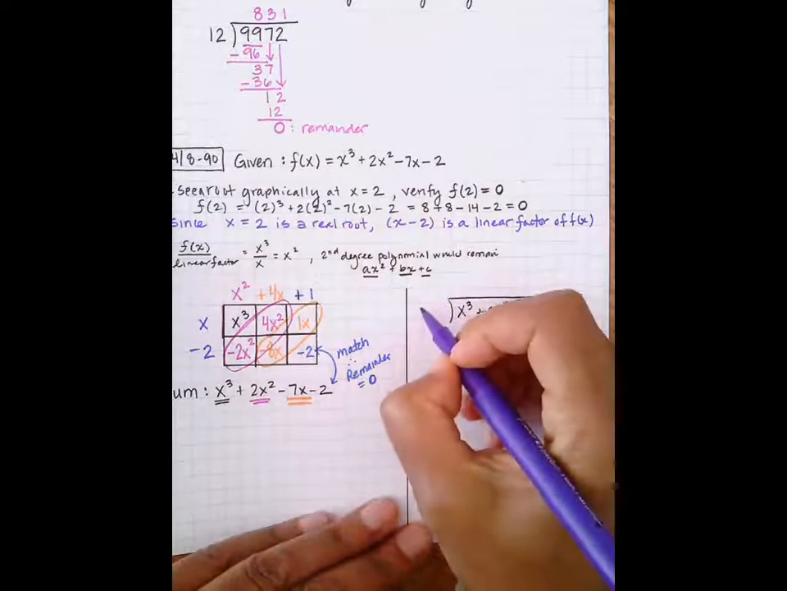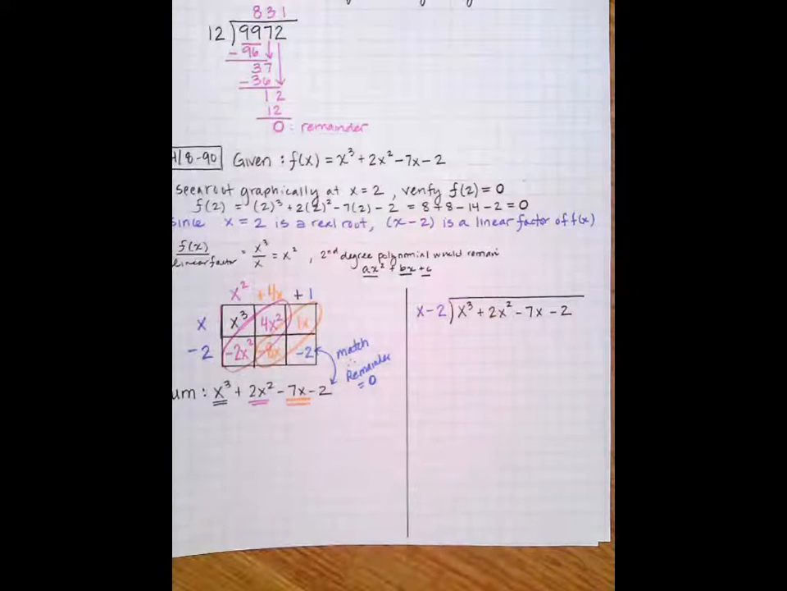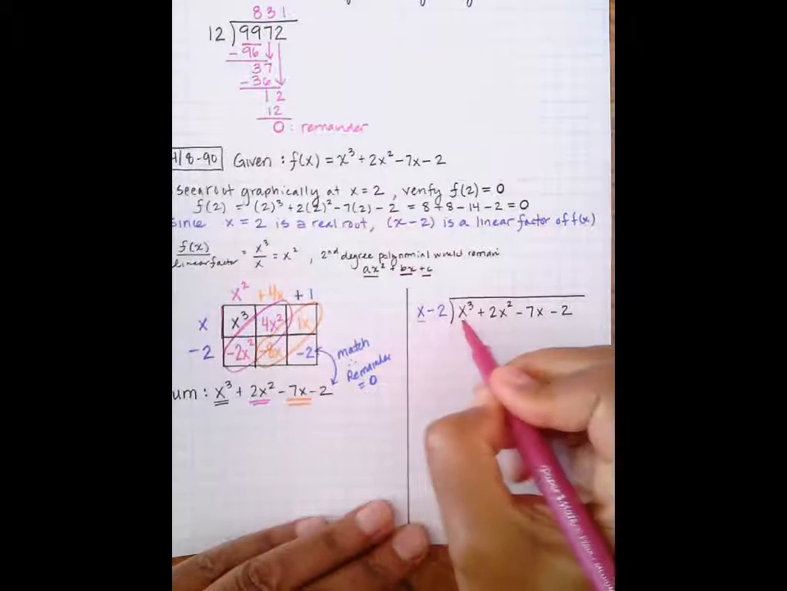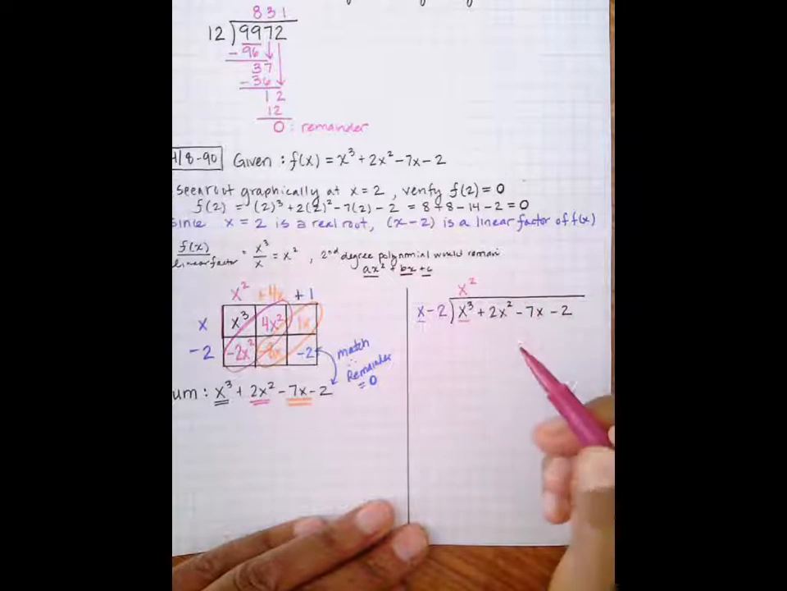I know that this third degree polynomial is divisible by x minus 2, so I put that in the front, just like we do when we do long divisions of numbers. And then I start this problem the same way. I think, how many times does this x go into x cubed? Well, it goes in x squared times.